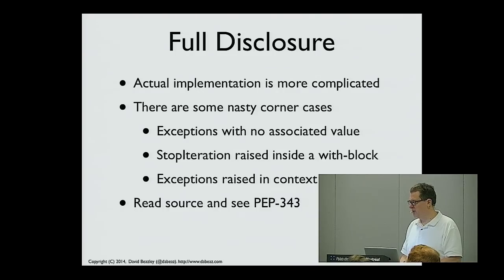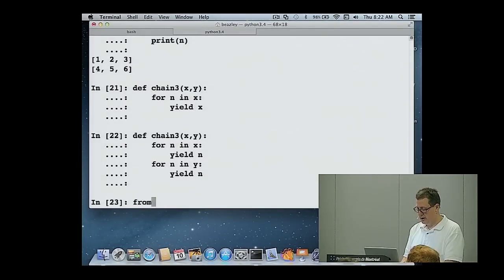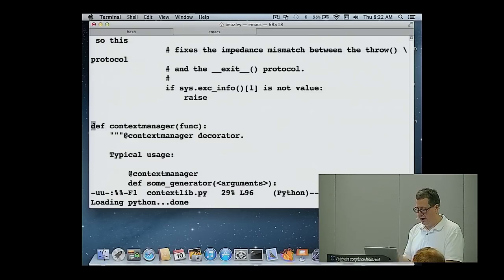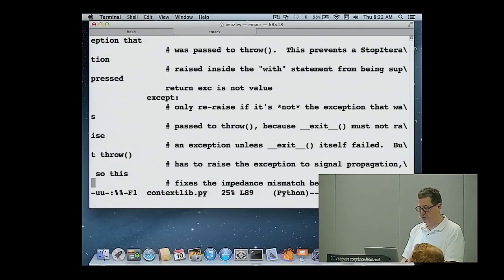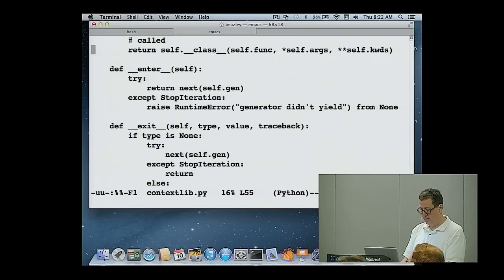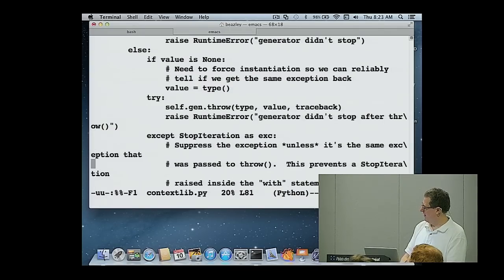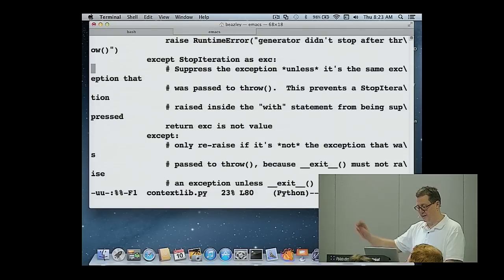Just in the interest of full disclosure, the actual implementation has to deal with some really tricky, nasty corner cases. If you pull up the code for that context manager and poke around, there's some really nasty stuff in there. I'm pretty sure this is the code. This exit method has a whole bunch of different cases, handling errors and instantiating types, and there are a lot of comments, like, suppress the exception unless it's the exception that was passed to throw.